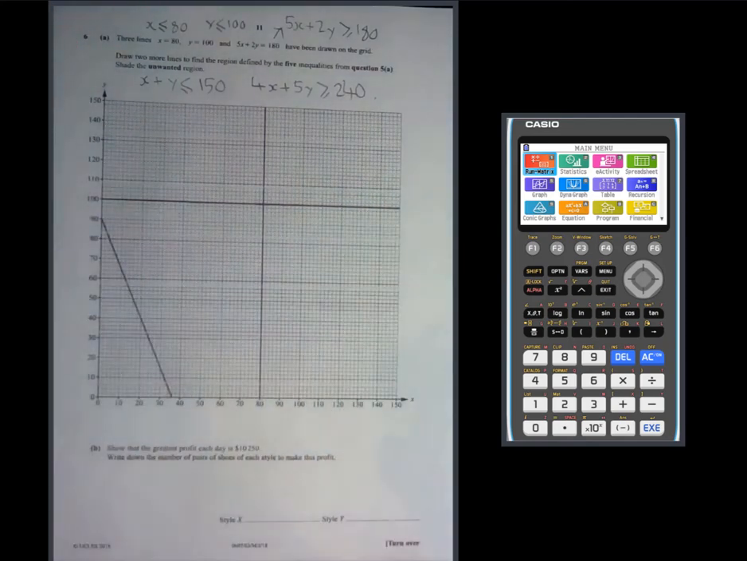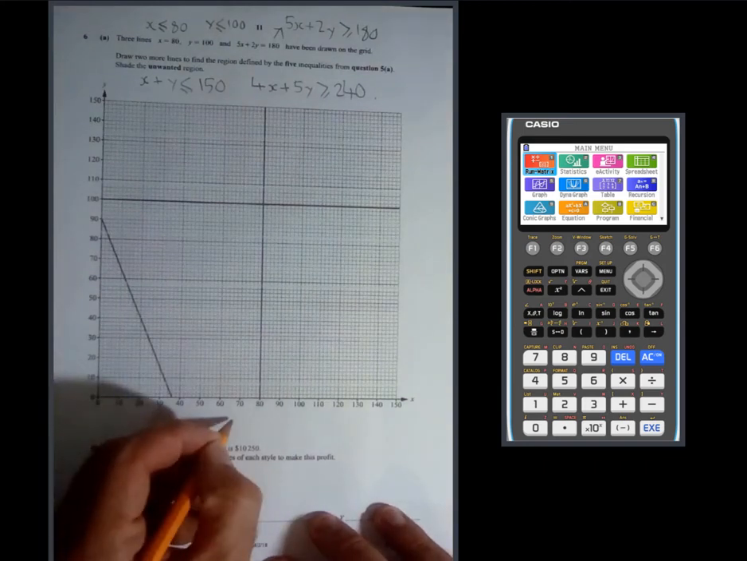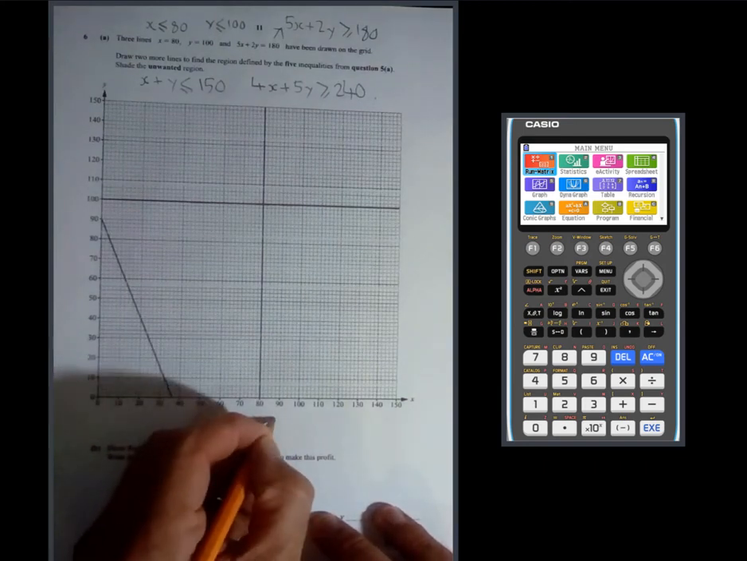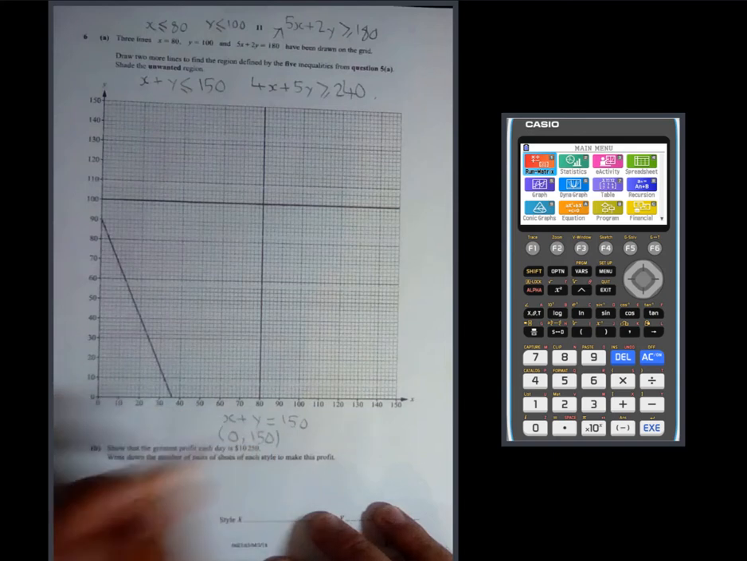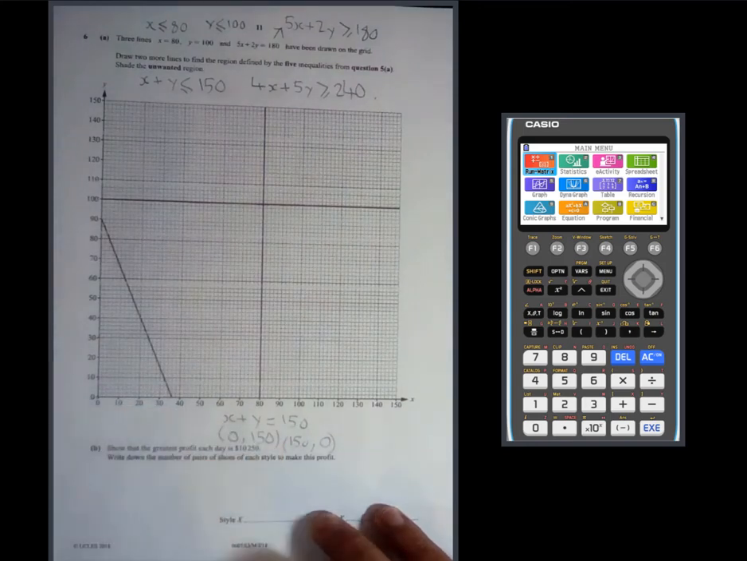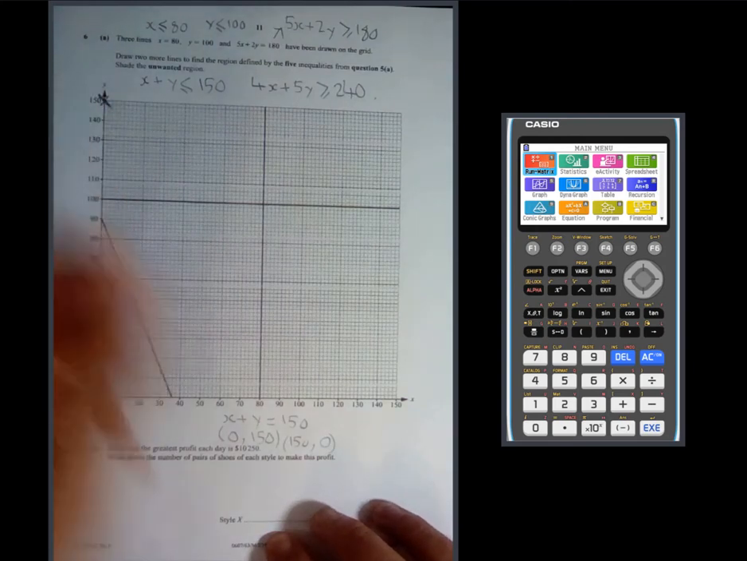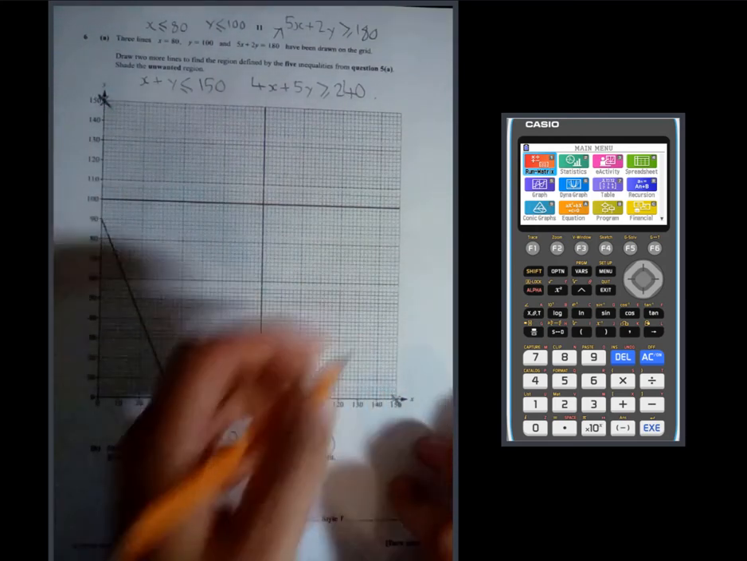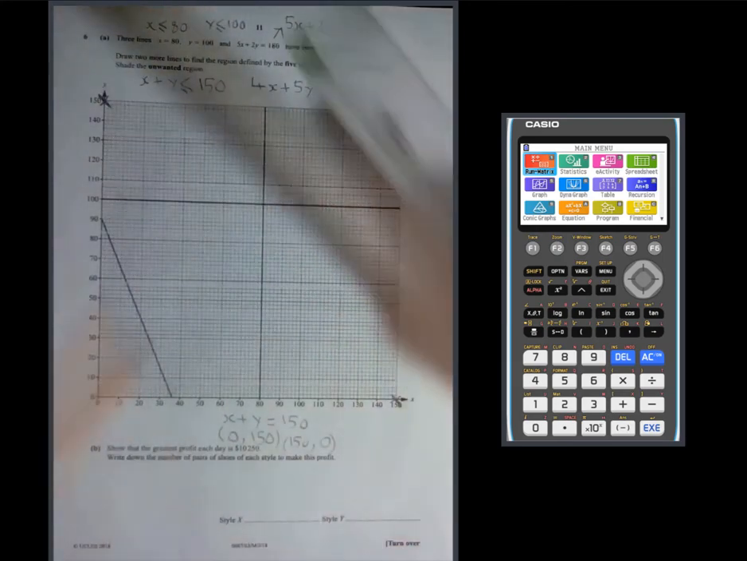So x plus y equals 150. If you ever draw in a line like this, just think, if x was 0, what would y be? If y was 0, what would x be? So for x plus y equals 150, if x was 0, y would be 150, so that's a point. If y was 0, x must be 150. So all I'm going to do is plot those 2 points. So 0, 150 is up here, right at the top. 150, 0 is here, and all of these inequalities are greater than or equal to, less than or equal to. They're all solid lines, which makes it a bit easier.